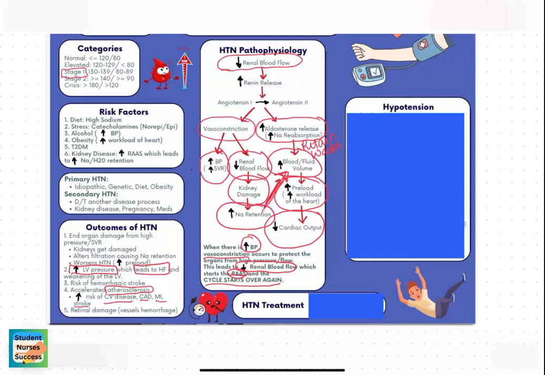And also, high blood pressure will damage all vessels in your body. When they're under pressure, they can start to leak and bleed, especially the tiny vessels in your eyes, causing retinal damage and possibly visual problems.